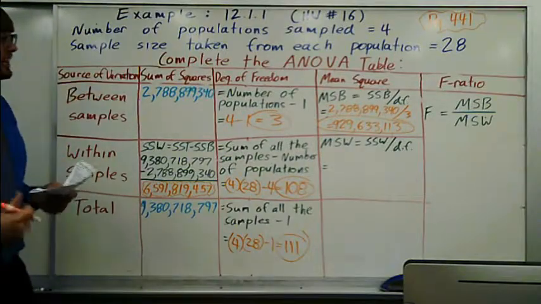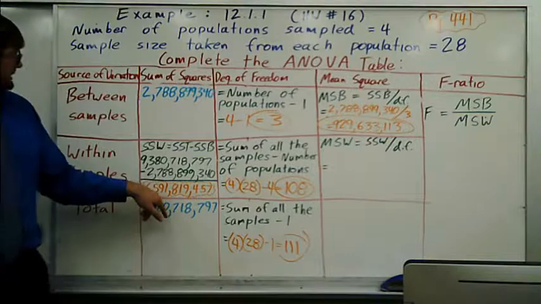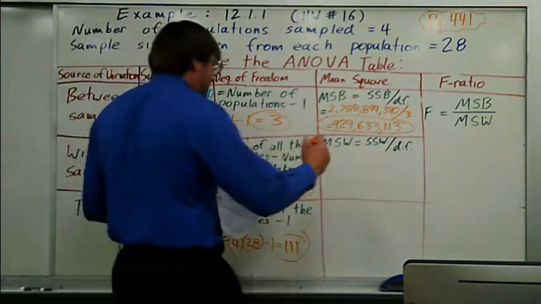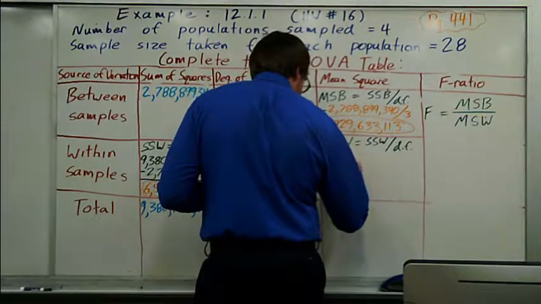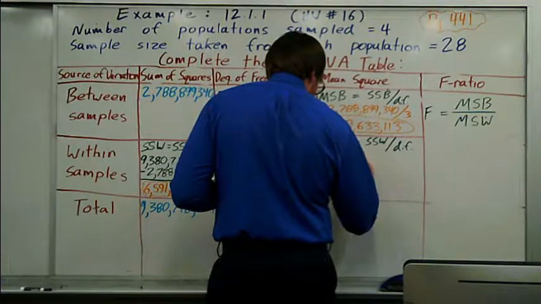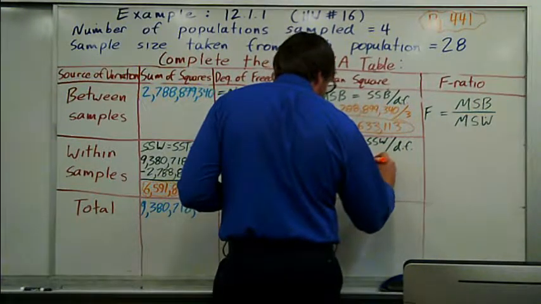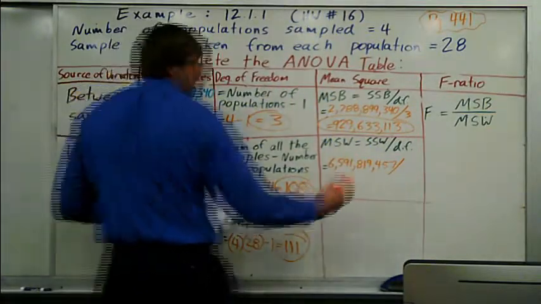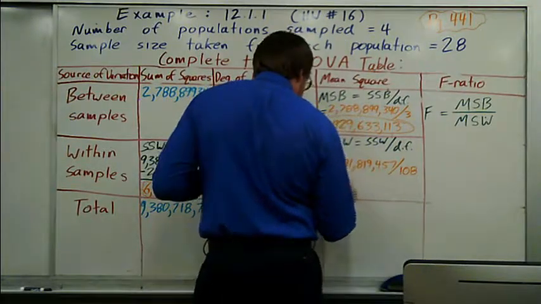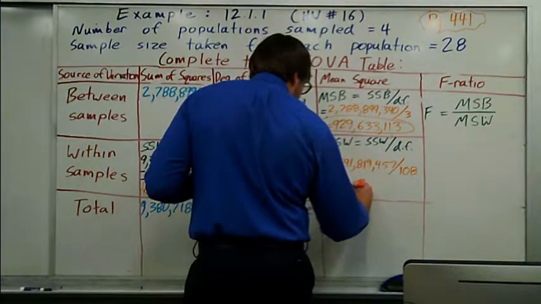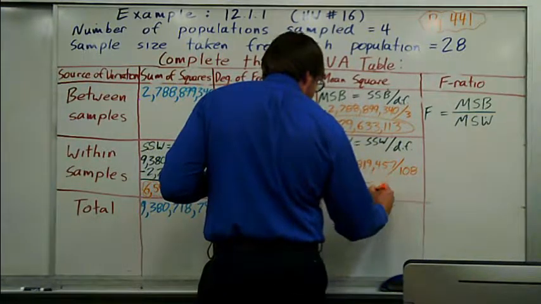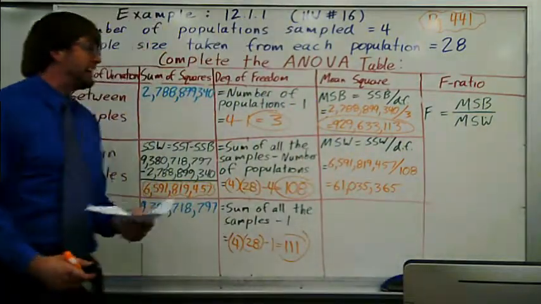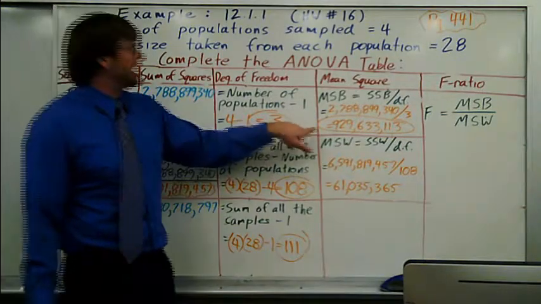Now, our mean squares within is just the sum of squares within, or this 6,591,000,000, divided by the degrees of freedom there, which we've already found out was 108. And that comes out to be 61,035,365.